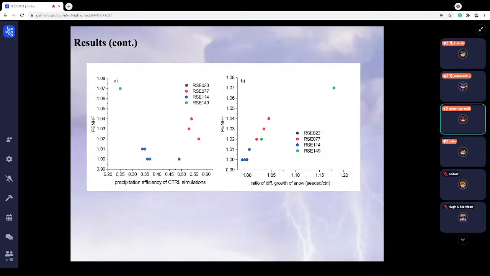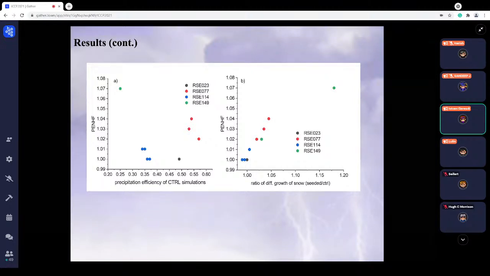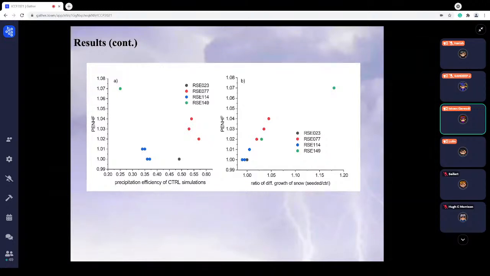And so here, if you see figure A, the horizontal axis is the precipitation efficiency of the control case. That means the ratio of the condensed vapor and the surface precipitation in the control simulation. And the vertical axis shows the impact of the seeding. So a ratio equal to 1, that's the vertical axis, you can see the 1, means there is no seeding effect.